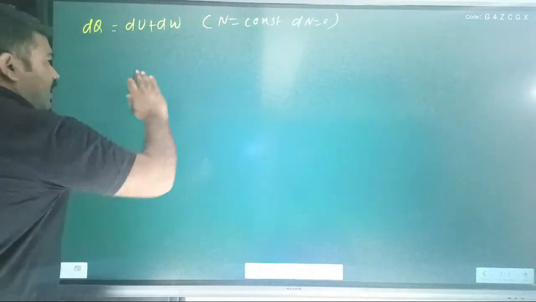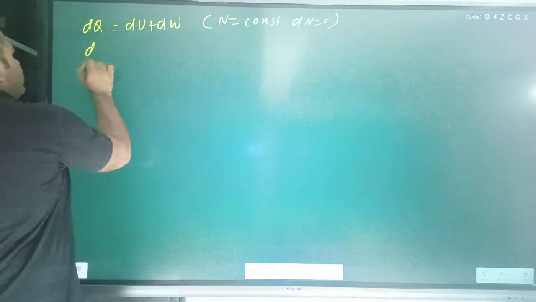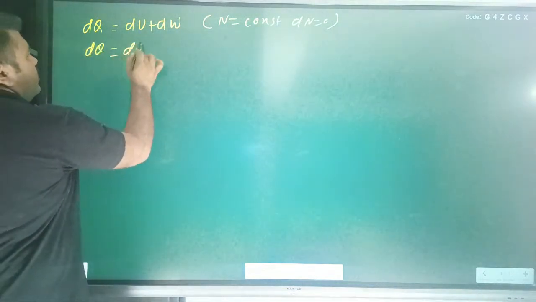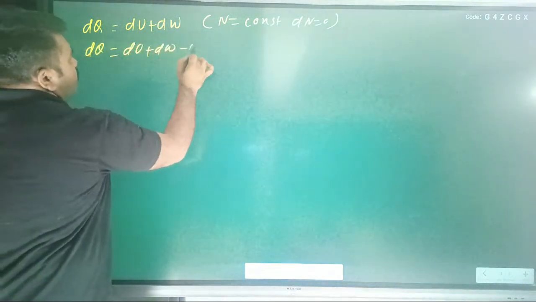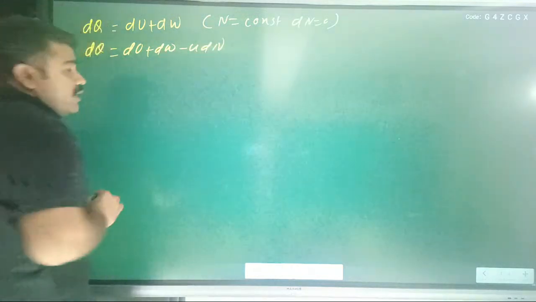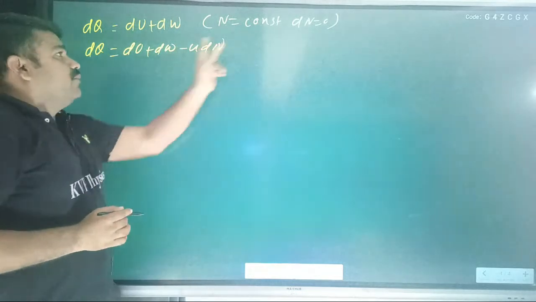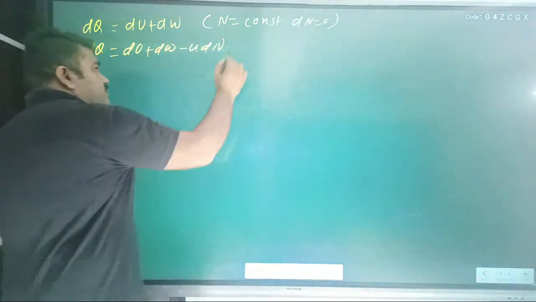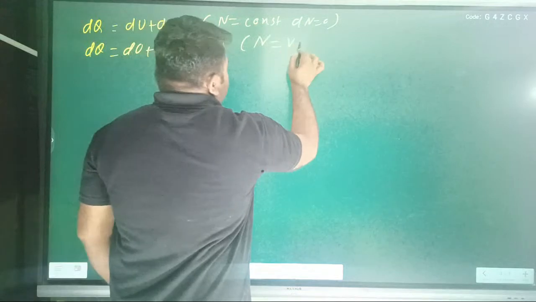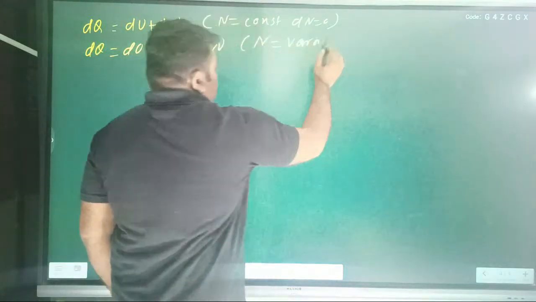Now if N is not constant, then what is the first law of thermodynamics? dQ is equal to dU plus dW minus mu dN. This is also the first law of thermodynamics, but in the case when the number of particles is not constant, N is variable.